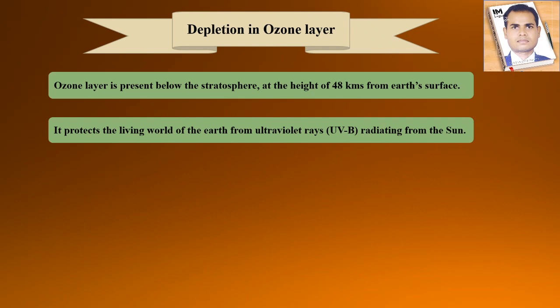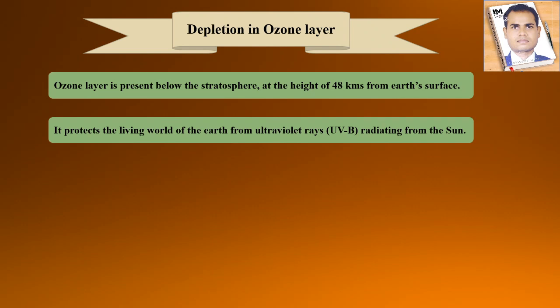Now the ozone layer is present in the stratosphere, right? We know that in the atmosphere there are different layers. So in the stratosphere the ozone layer is there at a height of 48 kilometers from the earth surface. So from the earth surface up to 48 kilometers, there is an ozone layer present, right? It is protecting the living world, as I told you, of the earth from the ultraviolet rays radiating from the sun. So this is one of the important layers for all living beings, or you can say living things.